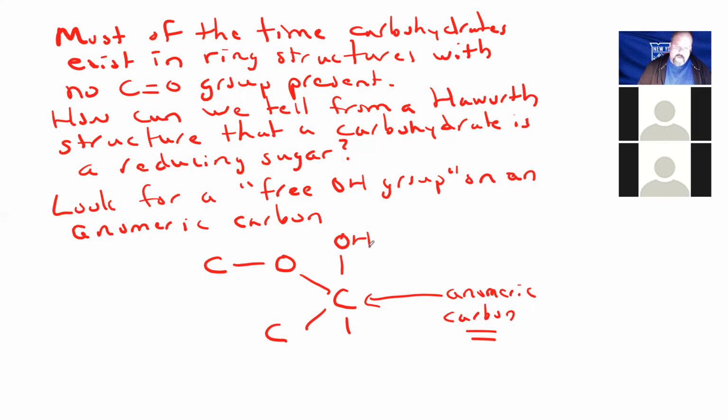Well, a free OH, whether it's up or down, essentially just looks like OH. What makes it free is that that oxygen is not involved in a linkage to another monosaccharide. We're going to talk about disaccharides in a few minutes. But when that OH group is not there, that oxygen is involved in a linkage to another monosaccharide, so that hydrogen is not there. So basically, you don't have OH.